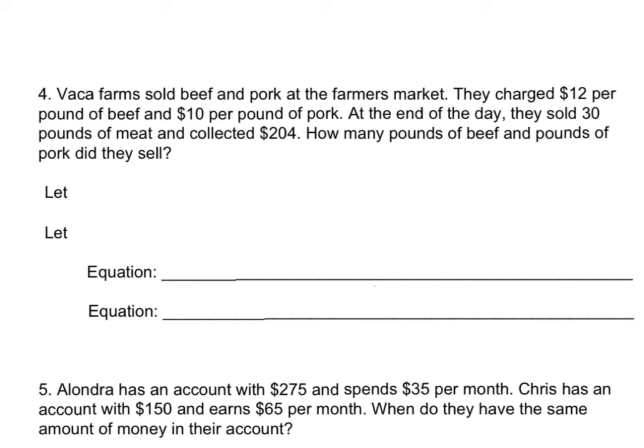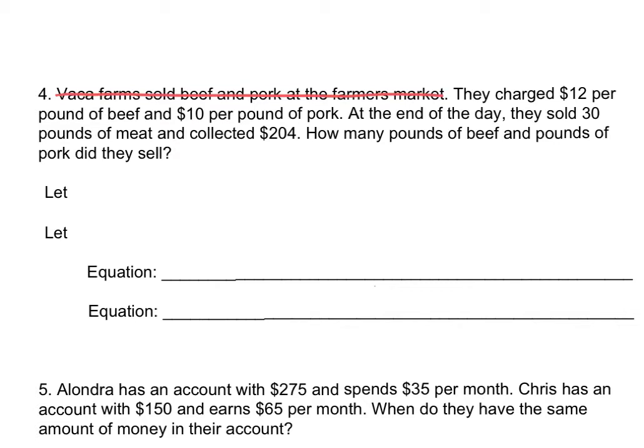Okay, let's do a quick review of Standard 3, writing a system of equations from word problems. With every word problem, I want to read one sentence at a time and then figure out if there's important information in that sentence and either highlight it or take a note on it. So, the first sentence here says, Vaca Farm sold beef and pork at the farmer's market. I guess it's important that those are the two products they're selling and nothing else, but in terms of constructing our equations, I don't really need this sentence anymore.